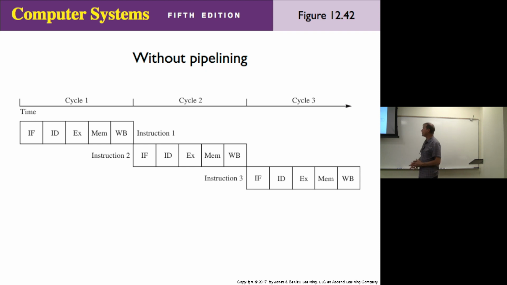So figure 12.42 shows the sequence of events without pipelining, so without those boundary registers. And so what happens is in cycle one, those signals flow through the IF, the ID, the EX, the MEM, and the WB. And then instruction one has been executed. And then at the beginning of the next cycle, instruction two is executed, and again through the IF, ID, EX, MEM, and WB, and similarly for instruction three. So you've got one instruction after another.